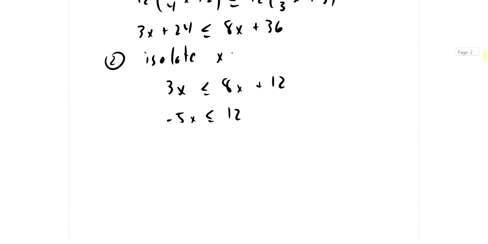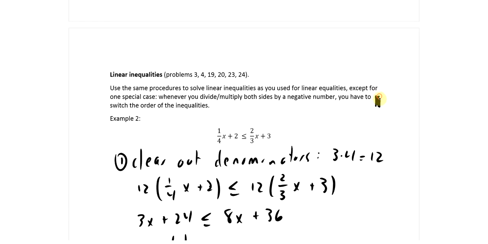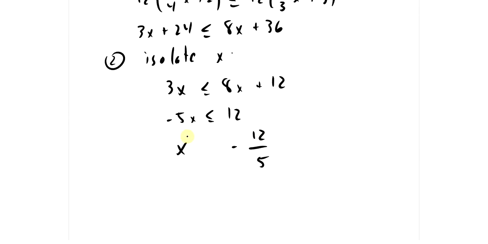And now to get the x all by itself, we divide both sides by minus 5. But remember, if you divide by a negative number, you have to switch the inequalities. So when we come back down here, we divide it by minus 5. So we have to isolate the x greater than or equal to minus 12 over 5.